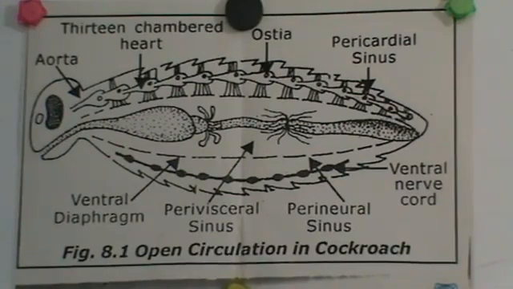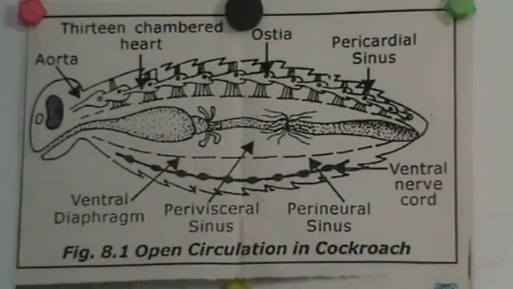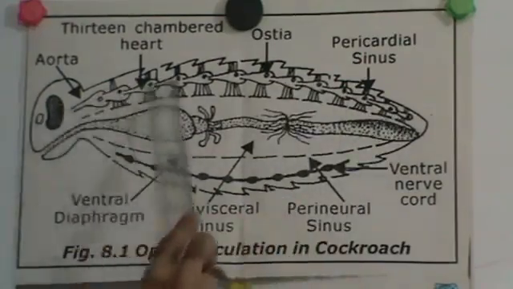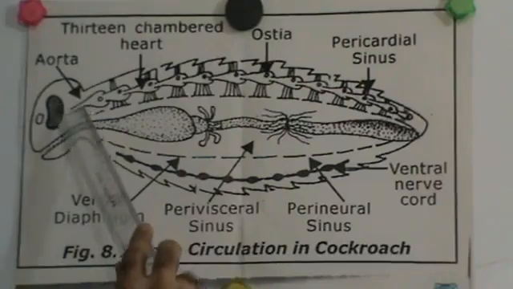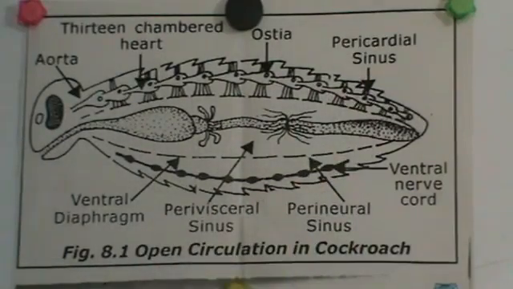Now let's see the heart. Here you have the heart. You have a 13-chambered heart. The heart of the cockroach is present mid-dorsally in the pericardial sinus. This upper part is called the pericardial sinus. It is mid-dorsally present in the pericardial sinus.